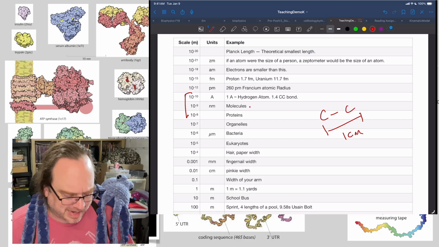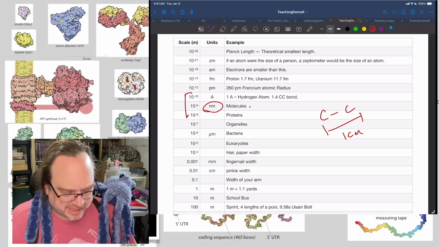Okay, so let's come back to this list, right? Molecules are roughly nanometer size.